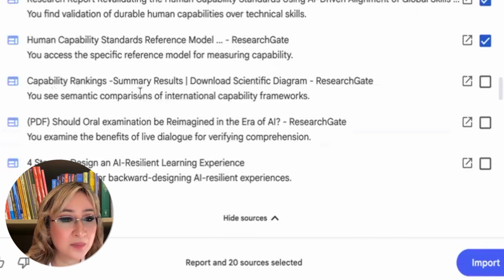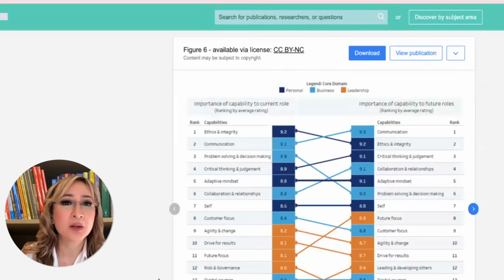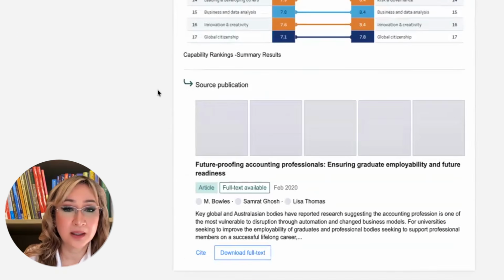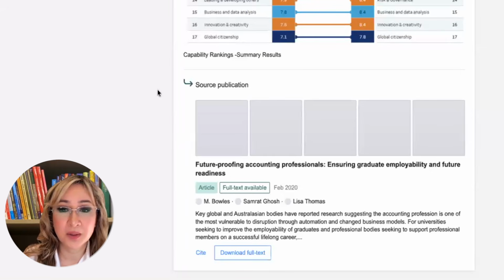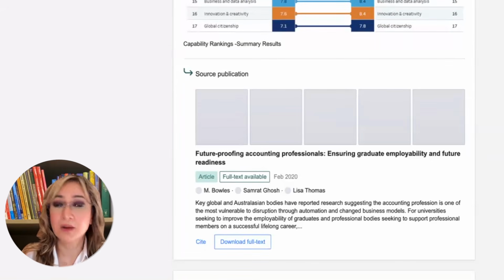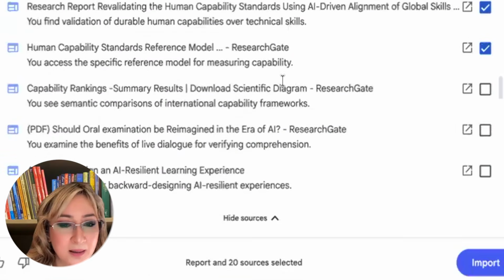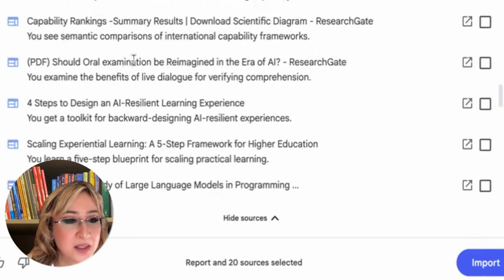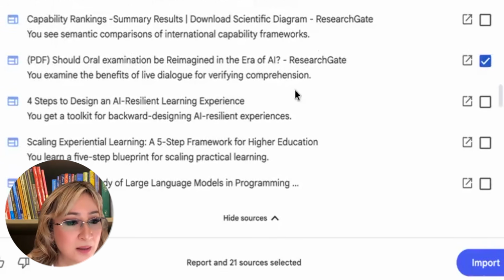Capability ranking summary. What's this one about? Okay, thank you for coming to explore with me, by the way. So this paper, what is this paper about? Future proofing accounting professionals, ensuring graduate employability and future readiness. I wonder why that's not selected. What about should oral exams be? Yeah, let's include that one.